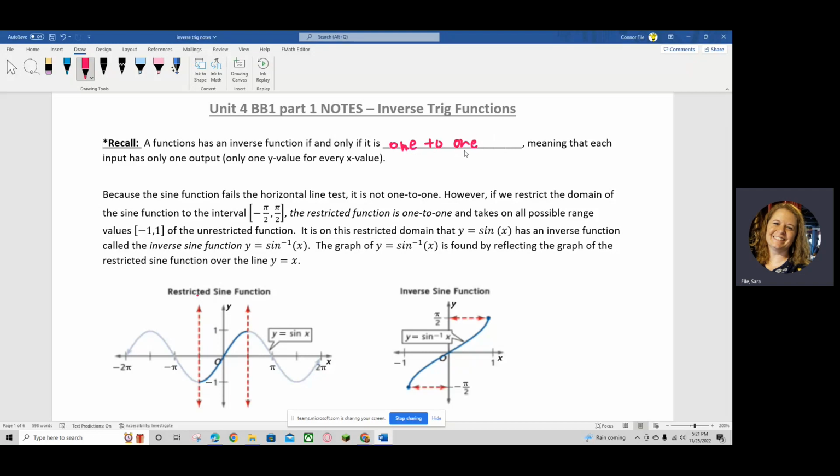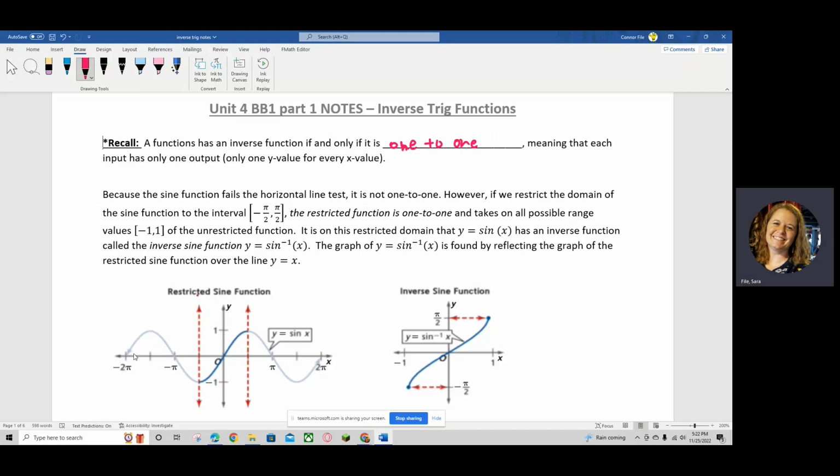So if it's 1-to-1, remember that means that every input has only one output. That means there's only one y value for every x value. We kind of refreshed on that the Friday before break as well, when I was showing you that the inverse would have to pass the horizontal line test. So that means that the original function would have to pass the horizontal line test.